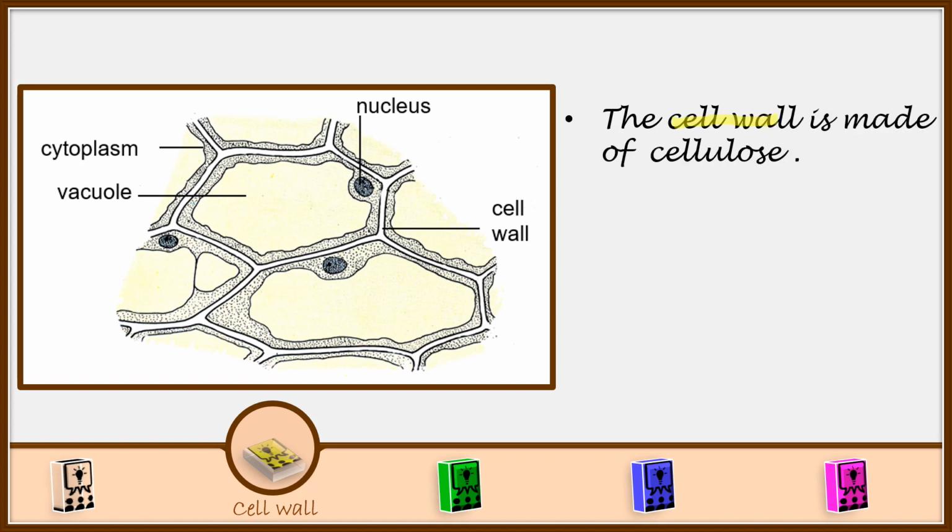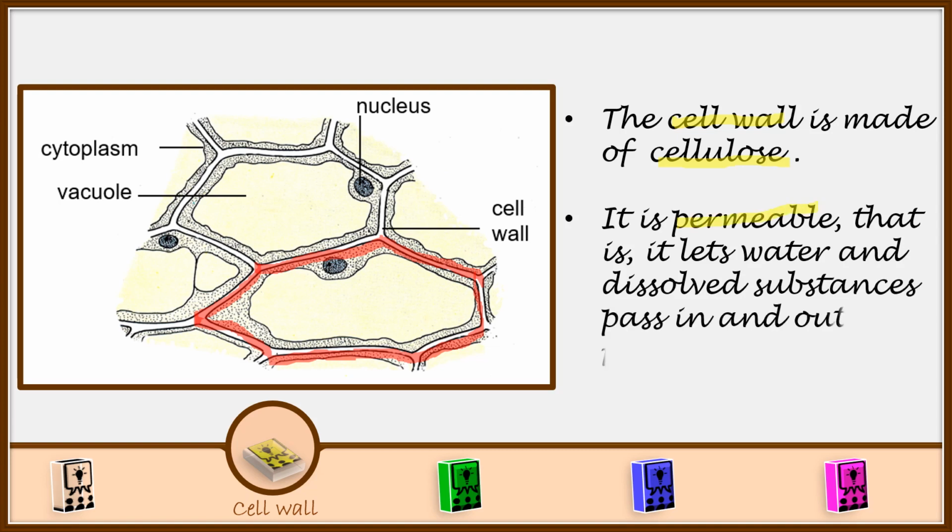The cell wall is made up of cellulose. So we have seen our cell wall here, and this cell wall that we are seeing outside the cell is made up of cellulose. It is not made up of any other material, but it is made up of cellulose.